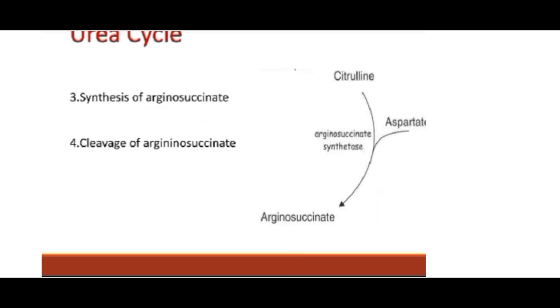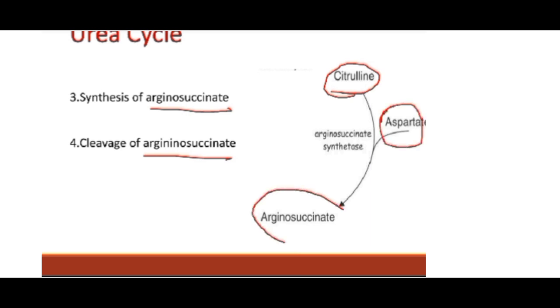After that, we have synthesis of arginosuccinate and then cleavage of this arginosuccinate. So citrulline that was already produced is going to combine with aspartate and then form arginosuccinate. And in the next step, we'll see that this arginosuccinate is going to get cleaved to produce two products. This reaction occurs in the cytosol of the liver cells because its enzyme, argininosuccinate synthetase, is present in the cytosol.